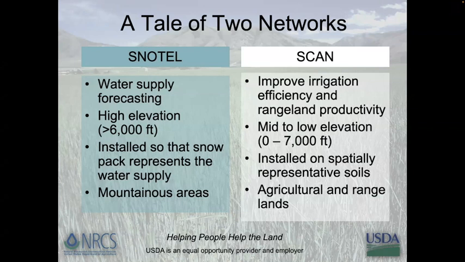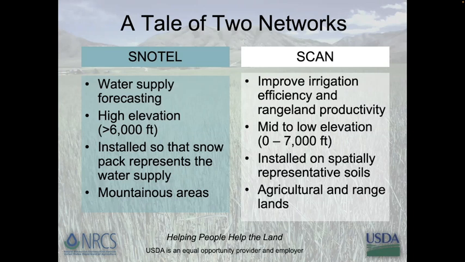These SNOTEL sites exist only in the western states, west of Colorado essentially, and they're installed in high elevation, mountainous areas that accumulate a lot of snow. SCAN, on the other hand, fits a niche in the NRCS portfolio between SNOTEL high up in the mountains and our conservation activities down low in the ag and rangelands. That's SCAN's programmatic ecosystem.